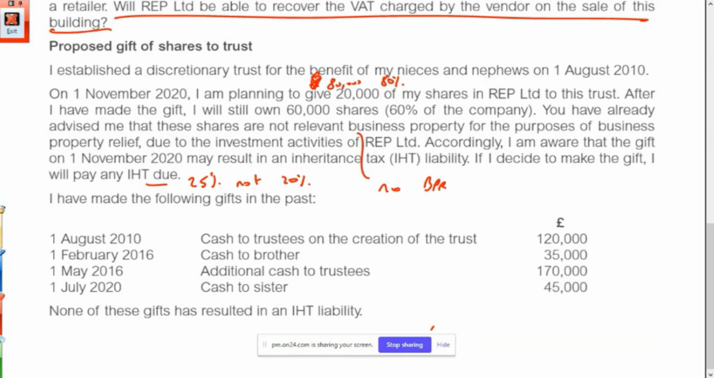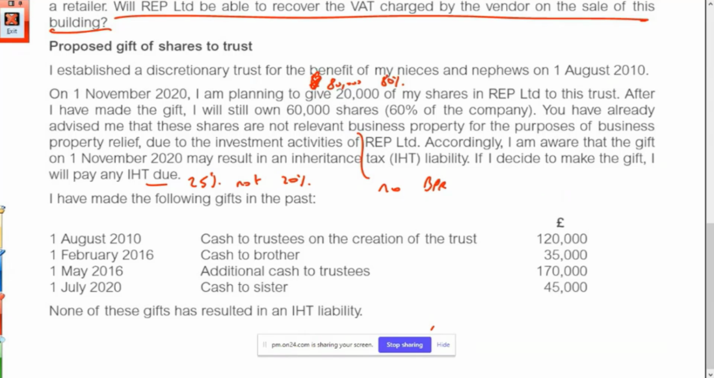If you give away an asset into a discretionary trust in lifetime, that is what's called a chargeable lifetime transfer. There will be IHT to pay. If you could get 100% BPR, there wouldn't be any IHT to pay, but that's been ruled out because this is not relevant business property. So there's going to be a tax charge here.